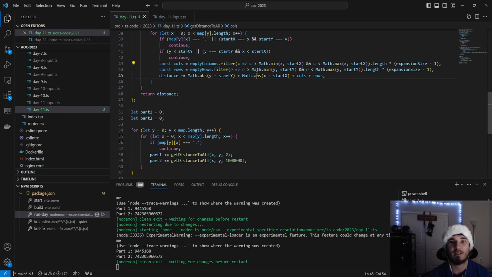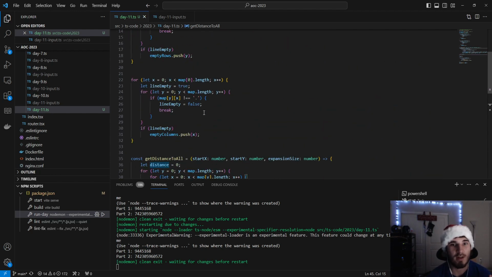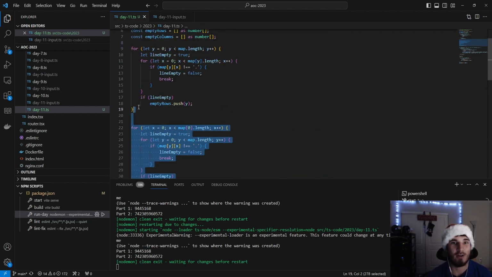Subtract 1 off the expansion size, because again, when we do our calculation for the straight up Manhattan distance between 2 points, it's already taken into account one of those empty lines or columns. So that's why we subtract 1 there, but simply just find all the columns, multiply by our expansion size minus 1, add them to the Manhattan distance, and that's it. It's pretty straightforward. I just made it way more difficult than it needed to be. Here's the logic here for calculating if a line or column is empty. But that is it. Again, made it way harder than it needed to be. But, anyways, there we go.